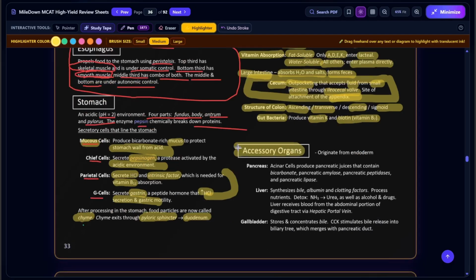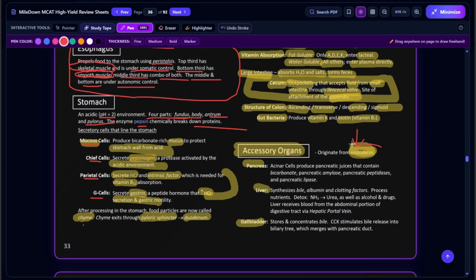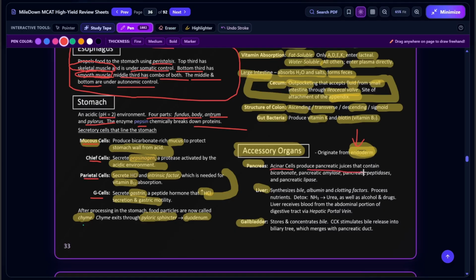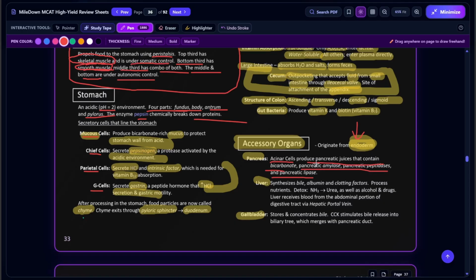And then you also have accessory organs such as your pancreas, liver, and gallbladder. They originate from your endoderm. Remember we talked about cell replication and reproduction. The endoderm is one of the layers during gastrulation, I think it was. In the pancreas, acinar cells produce pancreatic juices that contain bicarbonate, pancreatic amylase, pancreatic peptidases, and pancreolipase.